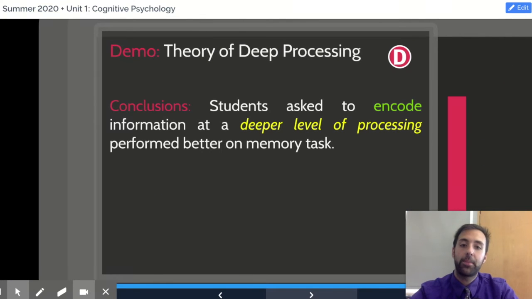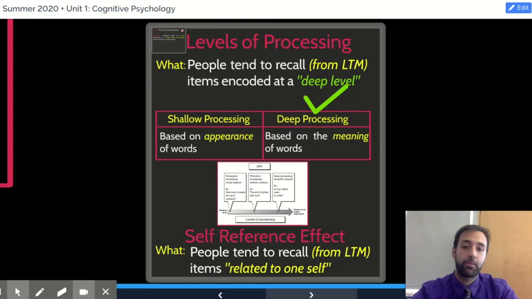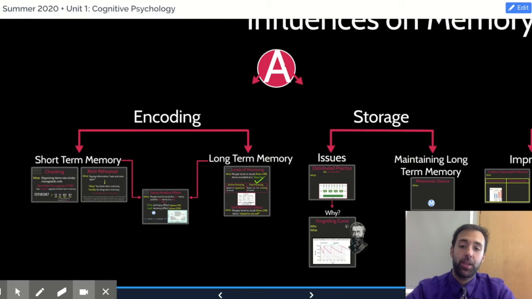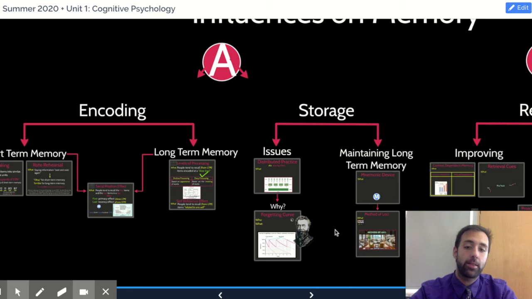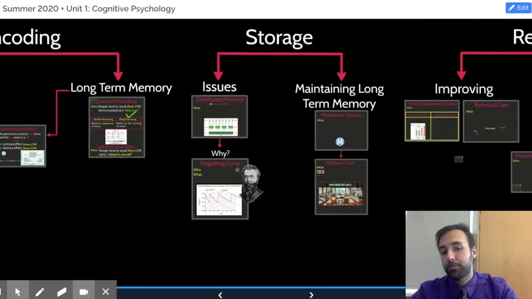As we alluded to, we demonstrated that students that had to process each of those words at a deeper level at the point of encoding performed better on the recall memory task. We just finished the encoding portion of the concept map, the 5 boxes all the way to the left. We are now going to proceed to the storage portion of the concept map, which are the 4 remaining boxes that you see. Some topics and issues under storage.